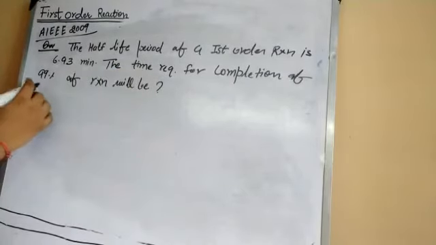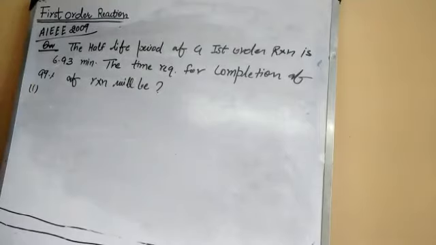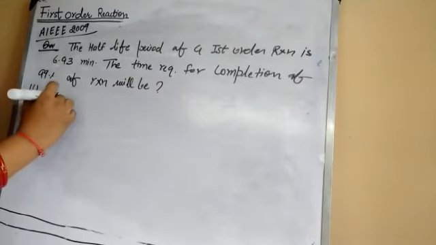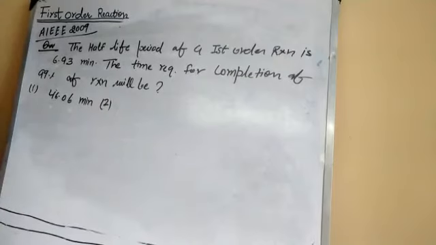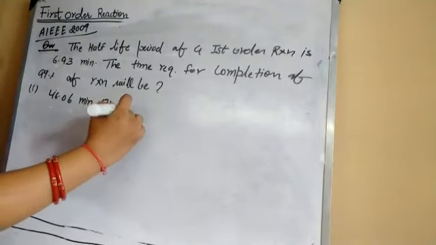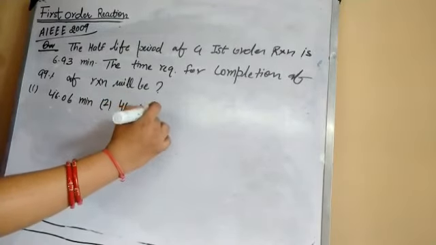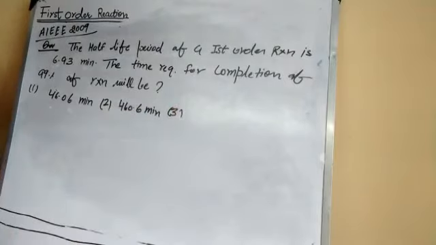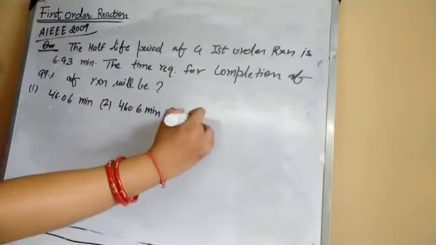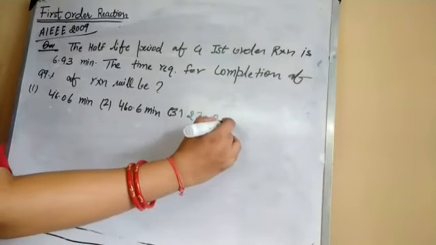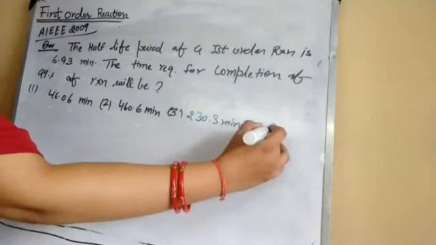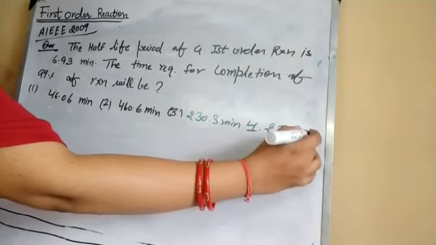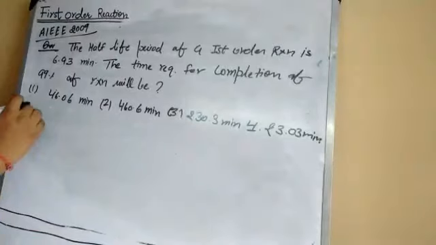They have given four options. The first option was 46.06 minutes. The second option was 460.6 minutes. The third option was 230.3 minutes, and the fourth option was 23.03 minutes. Okay, so now we are solving this.